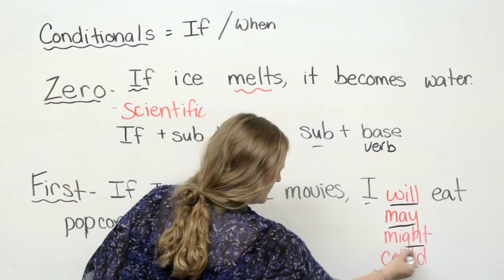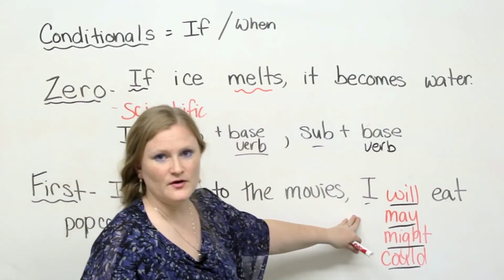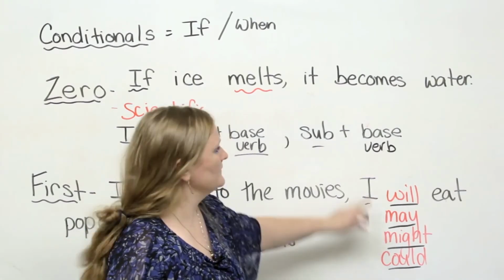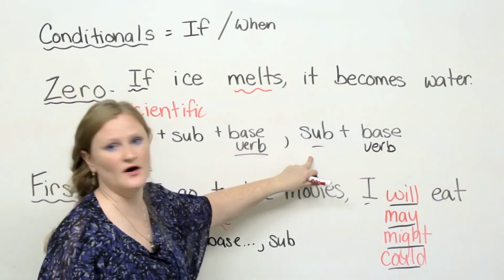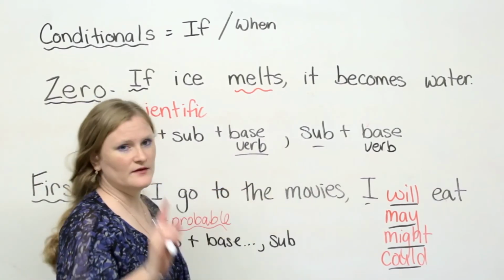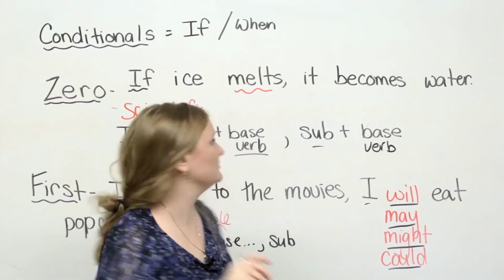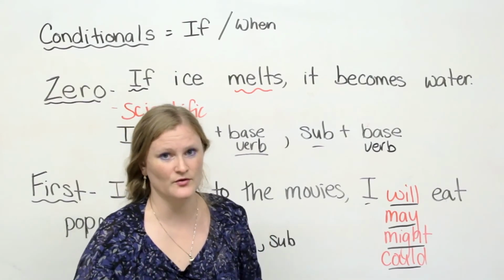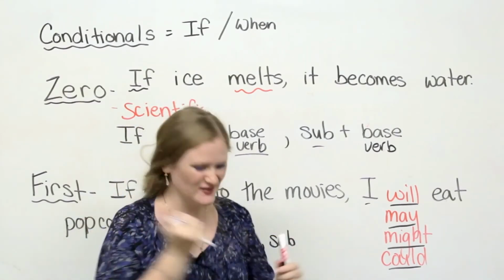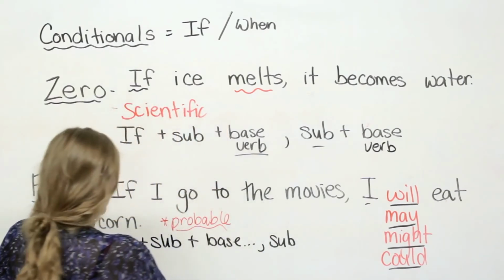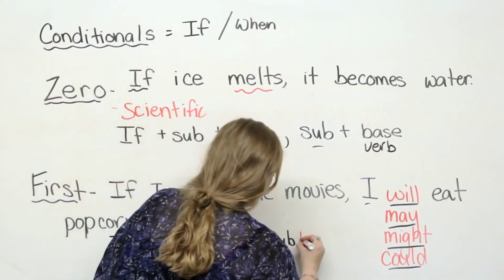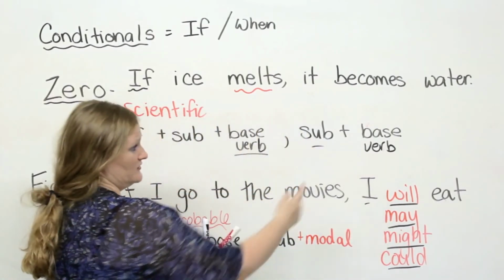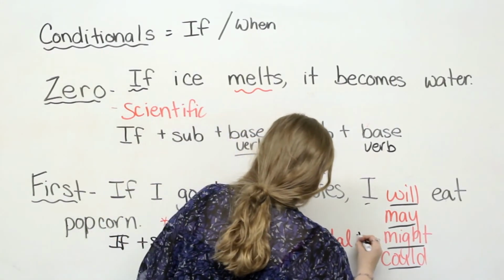What are these guys doing here? Oh no! These are called modals. The modals in English are will, may, might, and could. In the zero conditional, we do not use a modal. It's bad. So, the only difference in structure between zero and first conditional is first conditional, you must use a modal. That's it. Yay, it's so easy. Wow, okay. So, if subject plus base, subject plus modal, and we don't even change the verb. It's the same base verb. Plus base.